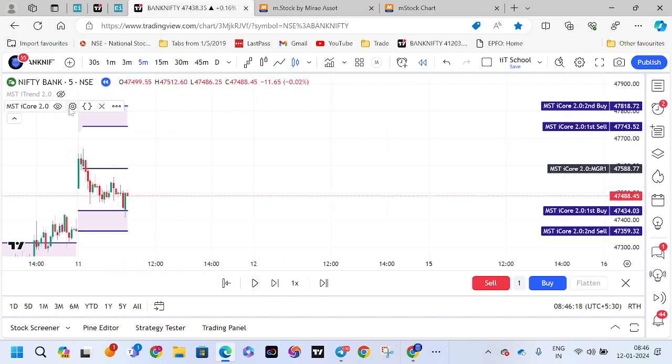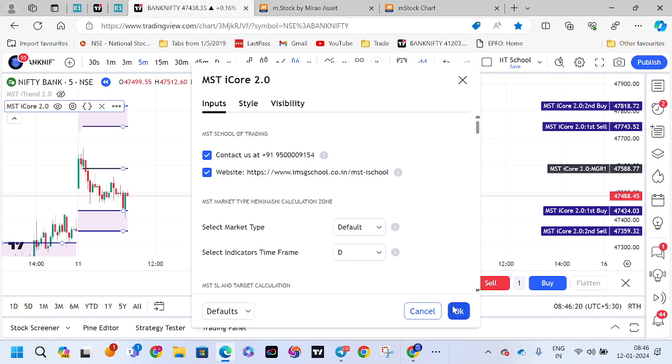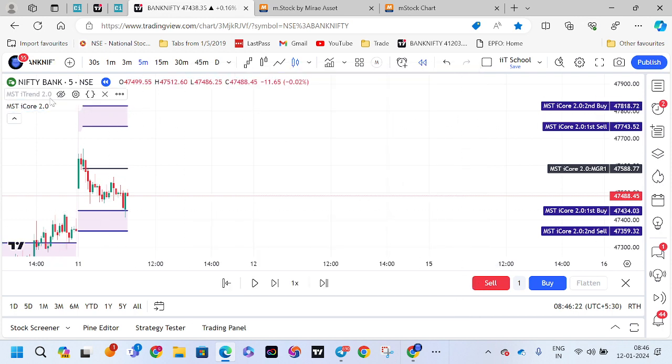Since buy is activated, go to the indicator settings. We can do one thing. Instead of going again to the settings, you can wait directly for the midpoint for the target.